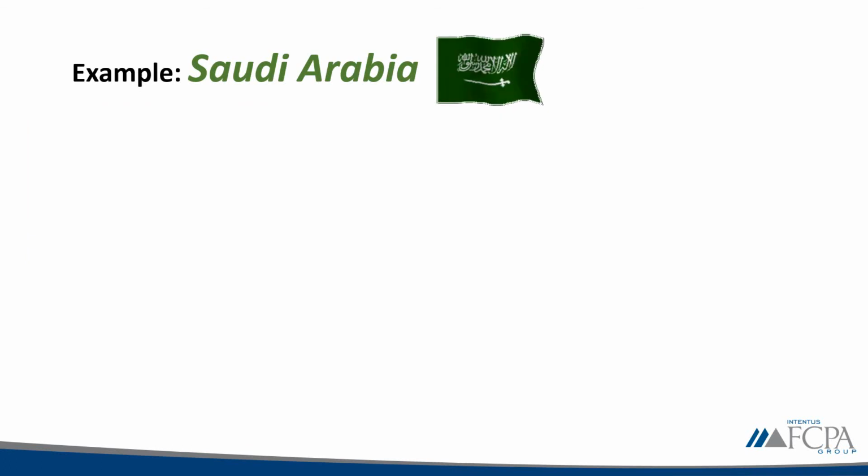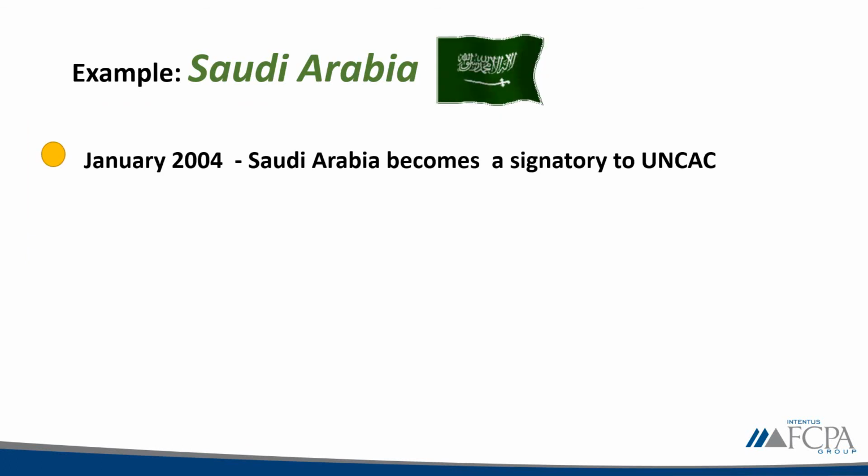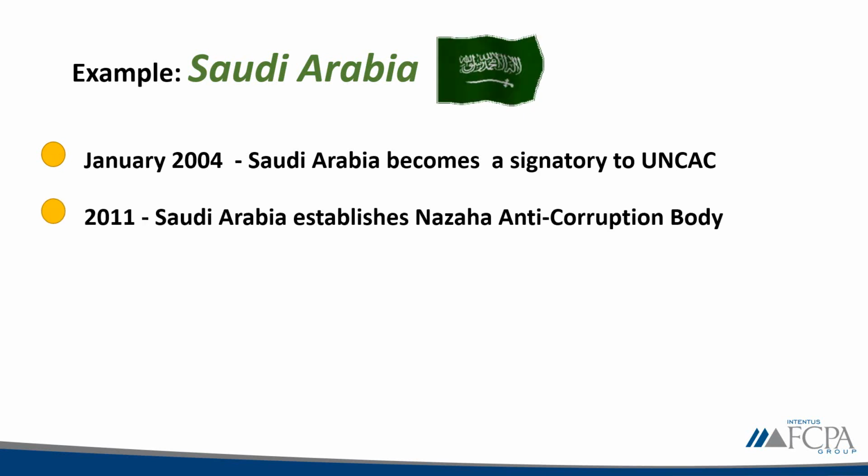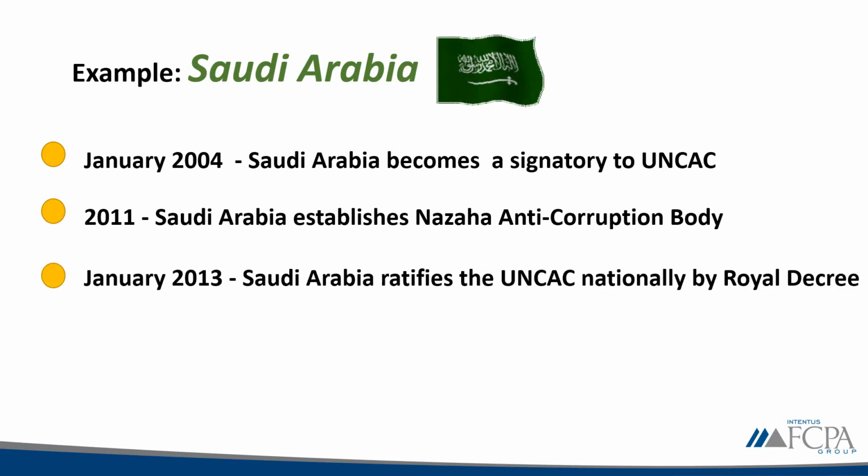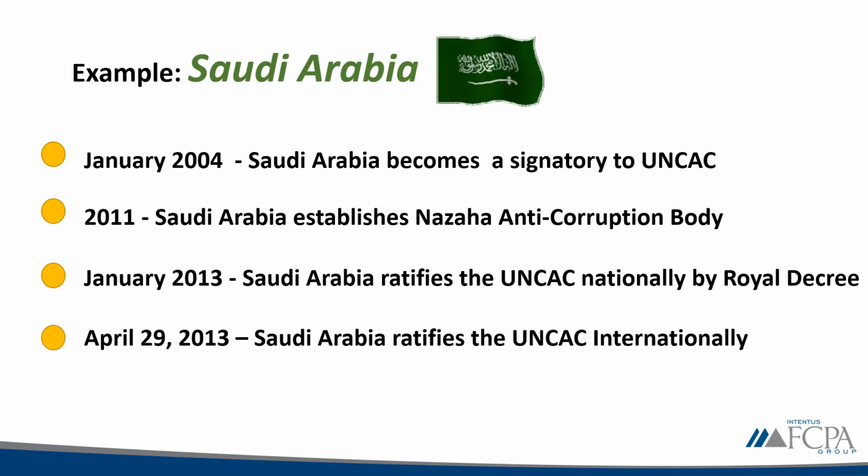Let's look at Saudi Arabia as an example. In January 2004, Saudi Arabia became a signatory to the Convention. In 2011, following the Convention protocols, Saudi Arabia established the Nazaha anti-corruption body within its own country. In January 2013, Saudi Arabia ratified the Convention nationally by royal decree. On April 29, 2013, Saudi Arabia ratified internationally.